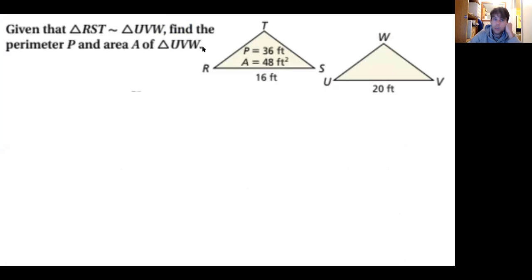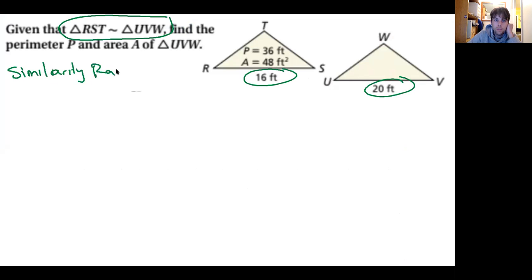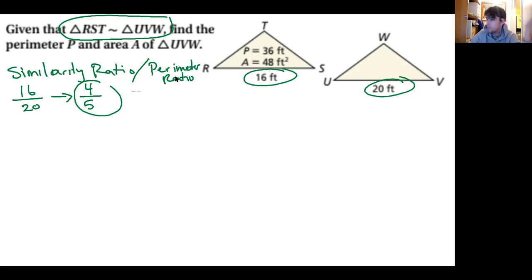Okay, so here we have 2 similar triangles. It is very important we know that they are similar. We can use the sides to figure out the similarity ratio. So our similarity ratio here is 16 to 20. Obviously that reduces. They're both divisible by 4, so we get 4 to 5. So this is our similarity ratio. It's also our perimeter ratio, because we know those things are the same. The similarity ratio and the perimeter ratio are the same.